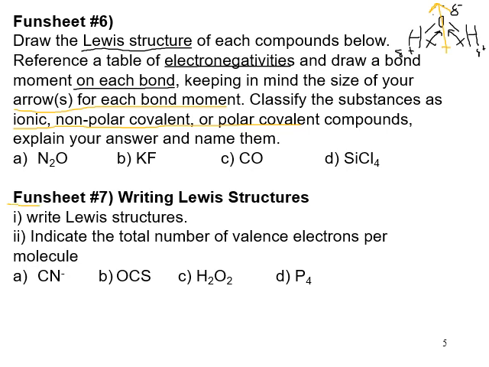For fun sheet number 7, kind of the same thing. Write the Lewis dot structure. Indicate the total number of valence electrons per molecule, and that's all. That's all there is for that one. So remember, if it's negatively charged, you would add an electron to your total. If it's positive, you would take away. The rest of these are neutral. And I give you a hint on your fun sheet about P4 and that each phosphorus is attached to 3 other phosphorus atoms. And that was a little bit challenging, but it's 3-dimensionally very interesting. So that's what you would want to do for fun sheet number 6 and number 7.